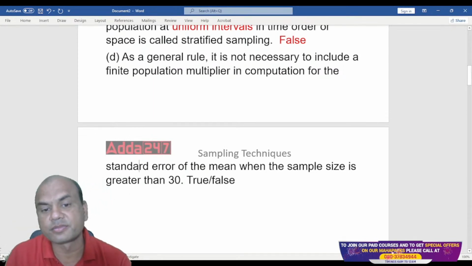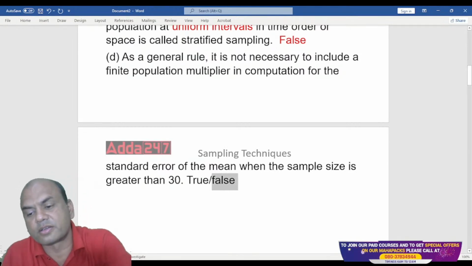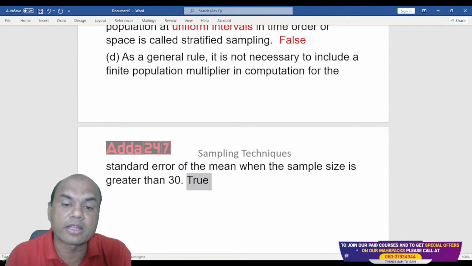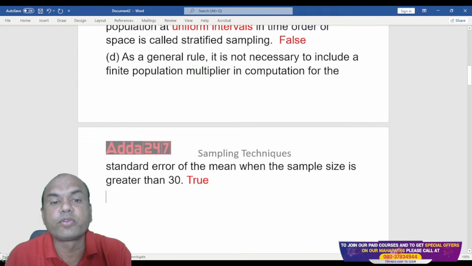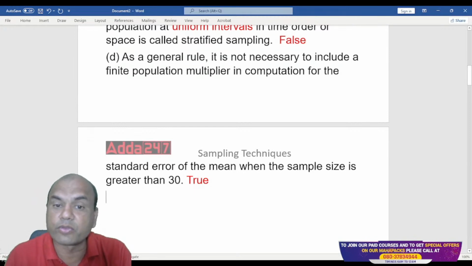Yes, it is true. 30 is a true answer. Okay, 30 is the true answer. This is true. It should be greater than 30. Then the finite population multiplier is not required in that case. Okay, so the minimum sample size is 30 for these cases.